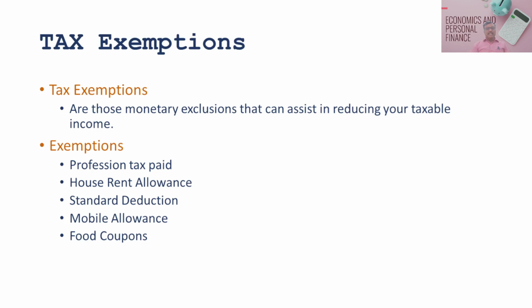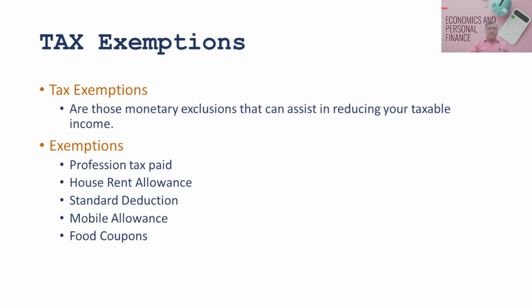Now tax exemptions are like special cases where certain types of money are not counted as a part of your taxable income. They help lower the amount on which you have to pay taxes. There are a few examples of these exemptions. The first is professional tax paid. If you paid a professional tax, that amount is excluded from your taxable income. House rent allowance, if you are paying house rent, then that is deducted from your taxable income.